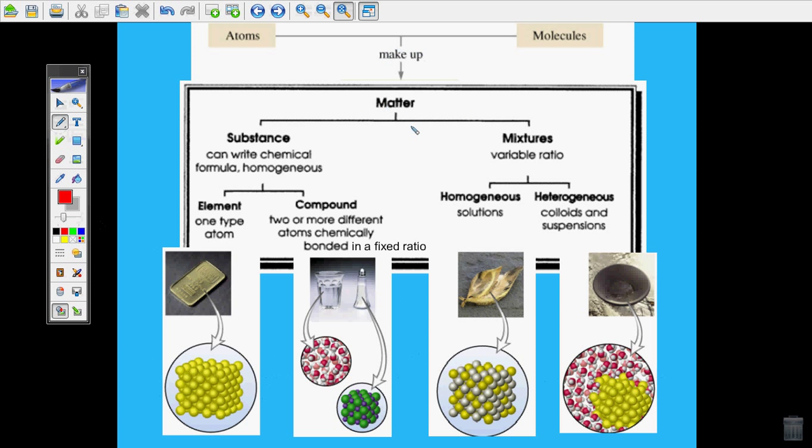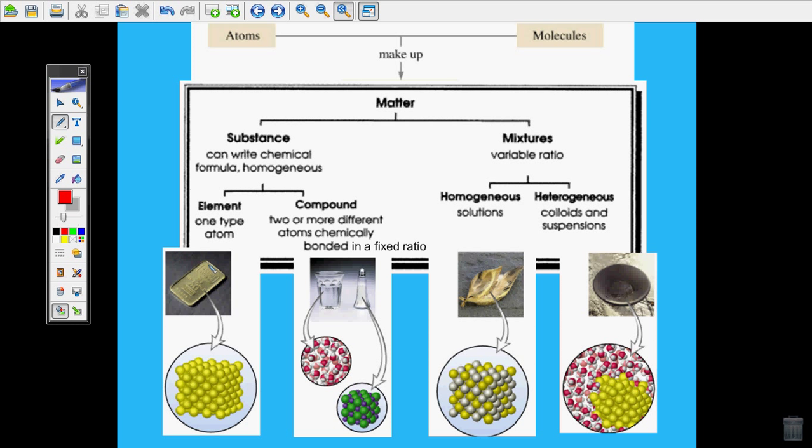Alright, we're going to classify matter, and we can classify matter into 2 big categories, pure substances and mixtures. With substances, we're going to be able to write the chemical formula, and we can break it further down into elements and compounds. Elements are one type of atom. They're found on the periodic table. If it's not on the periodic table, then it's not an element.